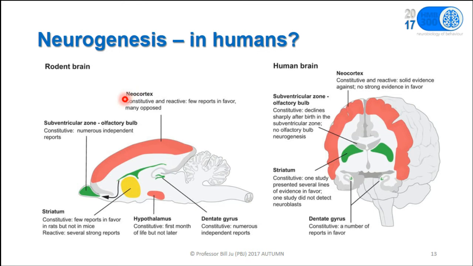We know that the hypothalamus, we see it. We know the dentate gyrus, we see it both in humans as well as in the animal models. And we know that the subventricular zone, we see it both in humans as well as in animal models.